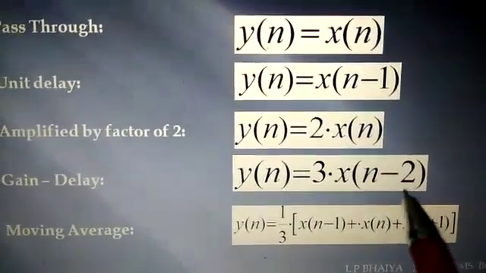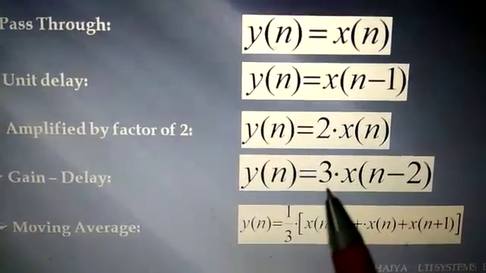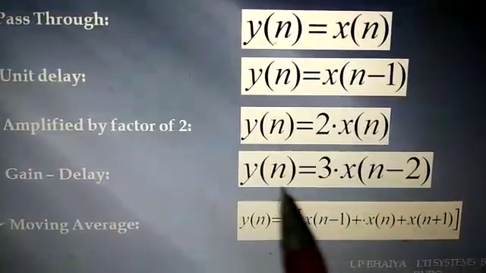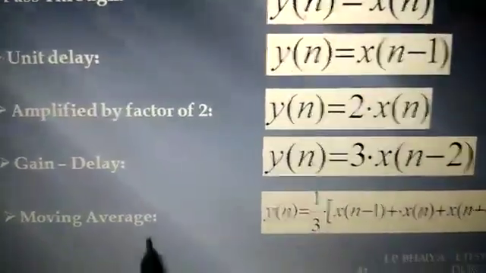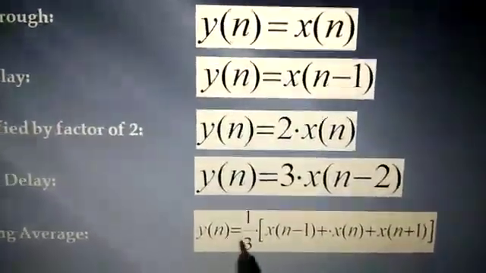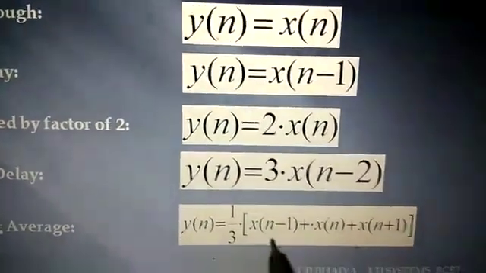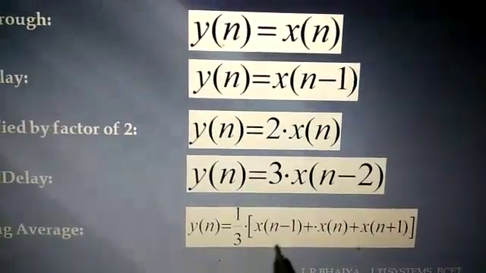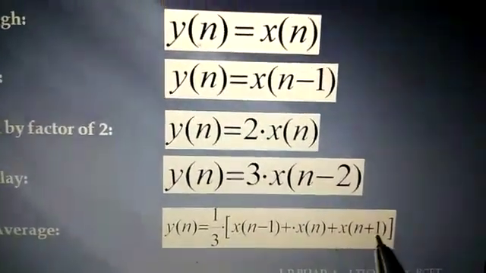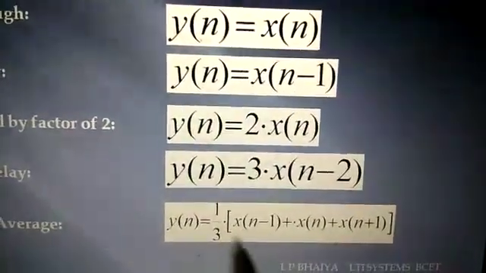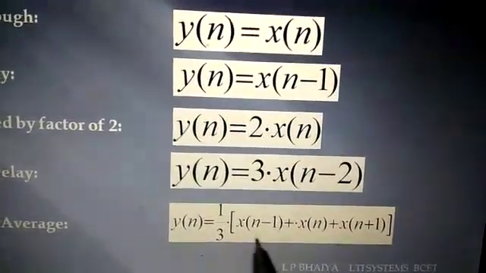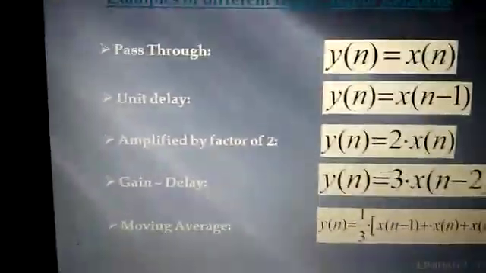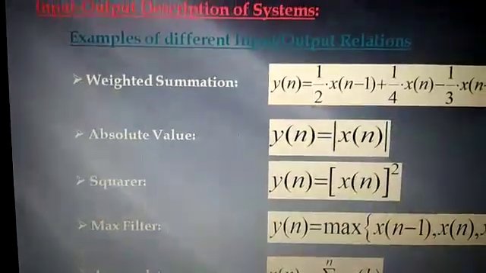Then gain with delay. This is x of n minus 2, that is delay by 2 samples and amplified by a factor of 3. It is called a gain delay, this relation. Then moving average. This is given by y of n is equal to 1 by 3, let us say 3 values are here, that is x of n minus 1 plus x of n plus x of n plus 1. The average of three parameters is the y of n. This is called an averager, moving average.